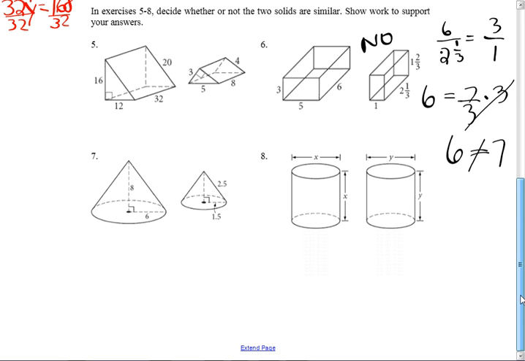Can we do number 8? Again, the corresponding parts must be proportional. So x is to y as diameter is to diameter as height is to height. Oh, so they would be similar. Put numbers in if you want. Okay, all right, that helps. If these weren't equal, then you'd say they're not similar.